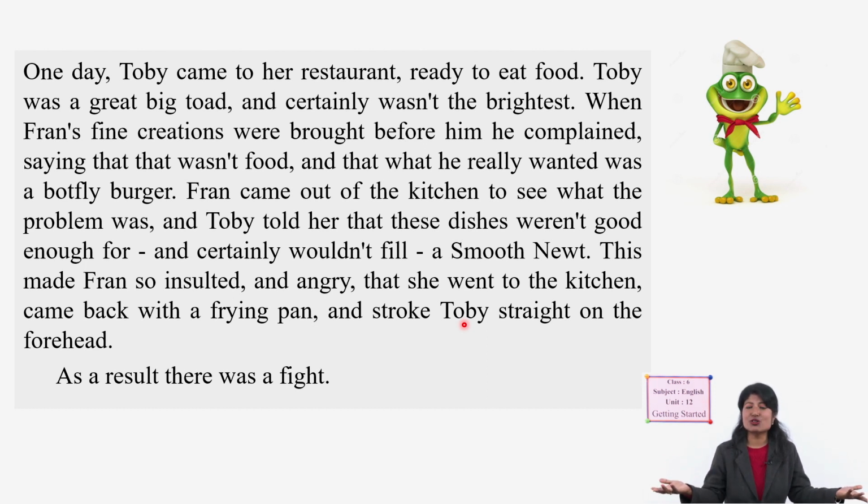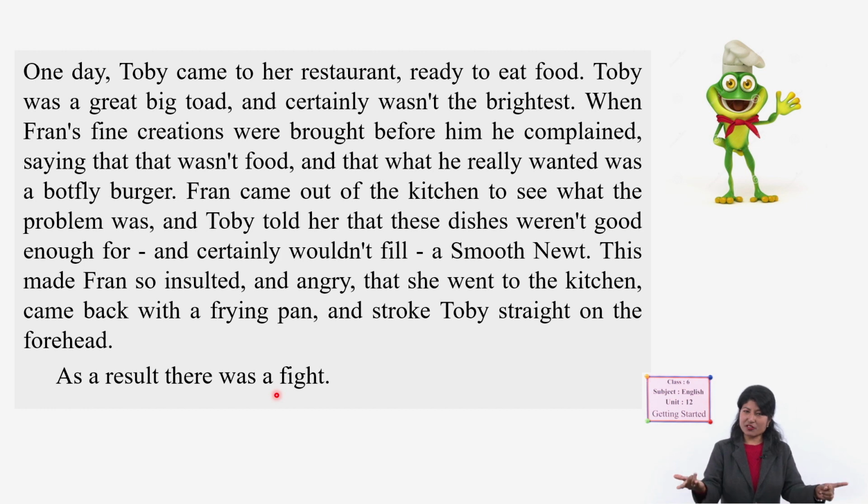Why did she do that? She did it because Toby was complaining about her dishes, which were very good, and others used to give good comments, but Toby did not like them and gave bad comments. Fran could not tolerate it, so she went straight to the kitchen, brought the pan, and bang! As a result, there was a fight. They started to fight with each other. Fran and Toby.